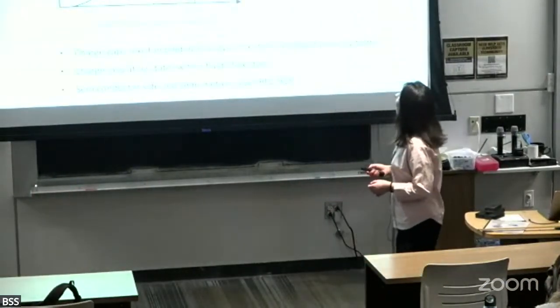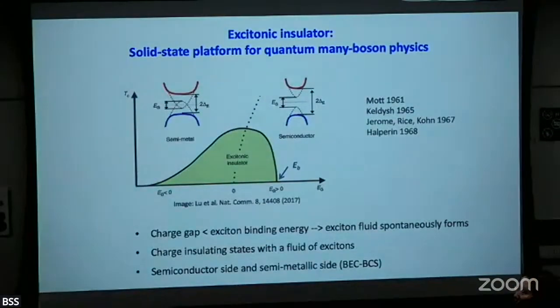So the system we study is something called an excitonic insulator. And the purpose is to have a solid state platform for quantum many-boson physics. So let me explain this concept of excitonic insulator to you. This is not a new concept, as you can see, starting from the 60s, many giants in theoretical physics have already considered this concept.